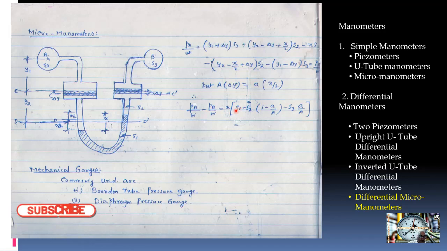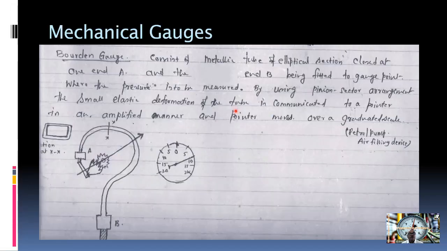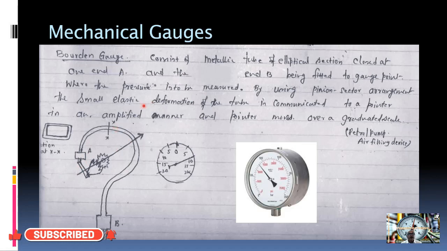Now two mechanical gauges commonly employed are the Bourdon pressure gauge and the diaphragm type pressure gauge. The Bourdon type pressure gauge consists of a metallic tube, elliptical in cross section, closed at one end A and the other end B being fitted to the gauge point. Let us say the tire pressure at any petrol pump. When the pressure is measured, using the pinion and sector arrangement, this pointer gets activated, and the small elastic deformation of the tube is communicated to the pointer in an amplified manner, and the pointer moves over the graduated scale.